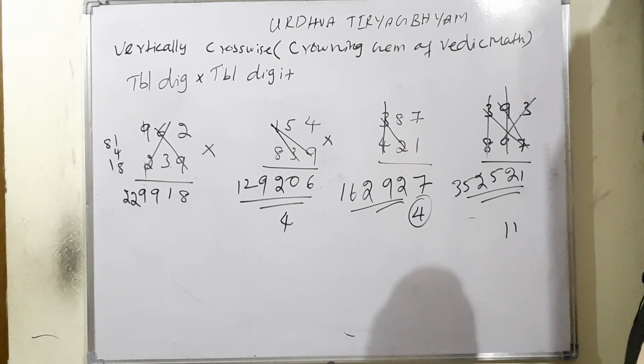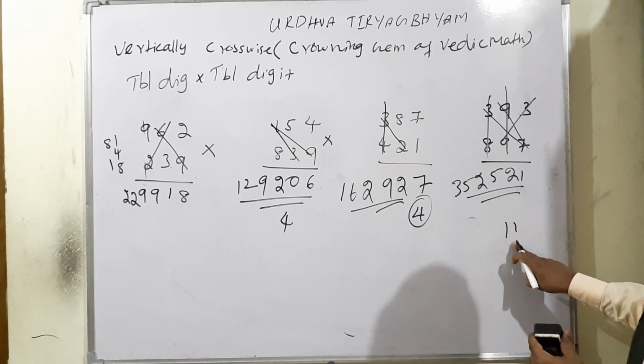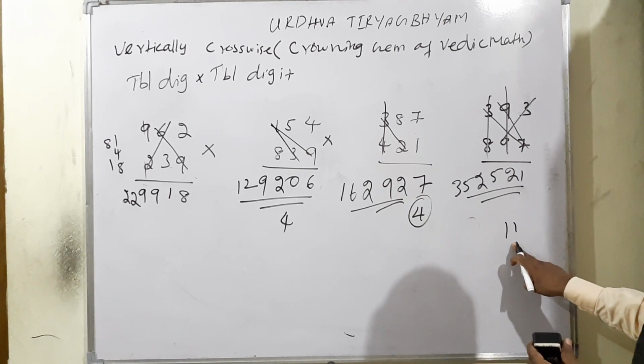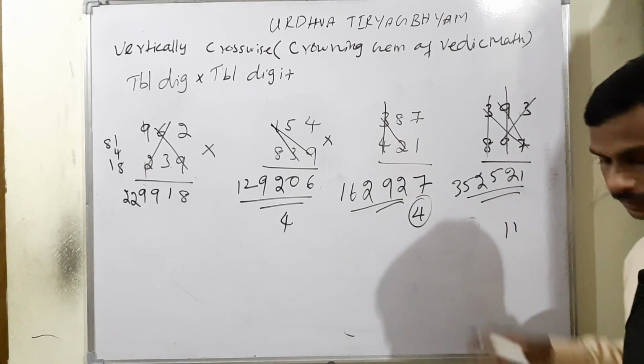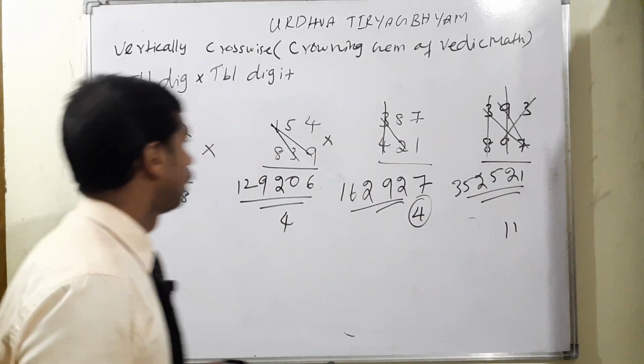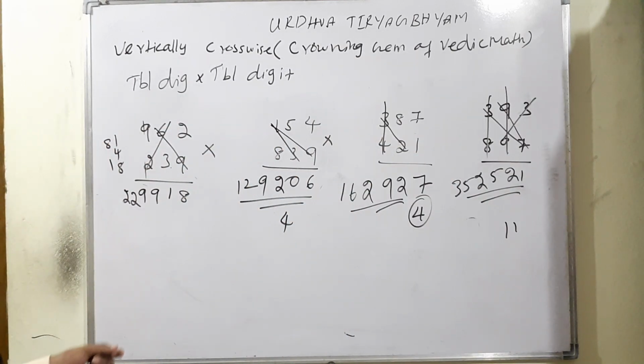So check it once again, dear. So 35, no. 3 5 2 5 2 1. Check it. I think it's correct. Okay. You can check it. Now the 4 digit into triple digit.